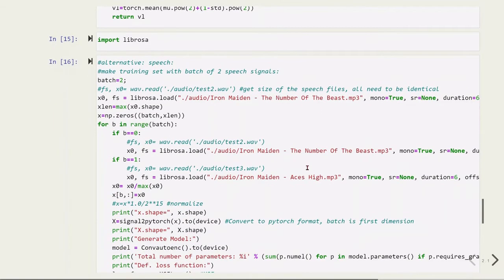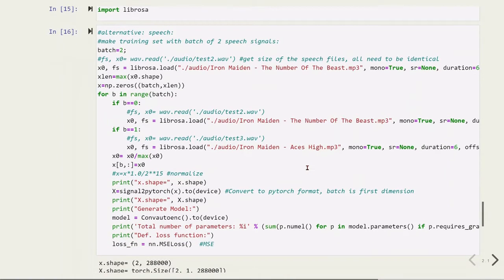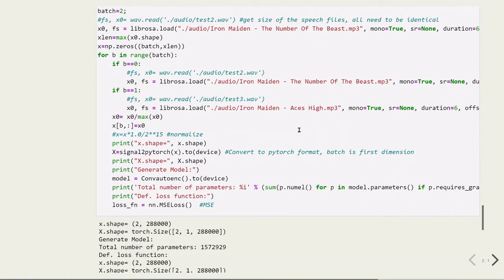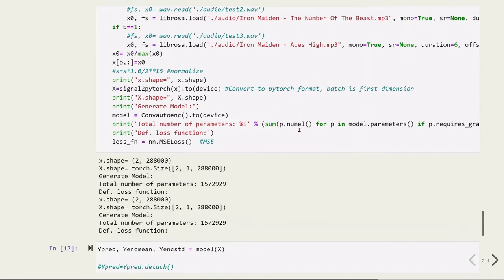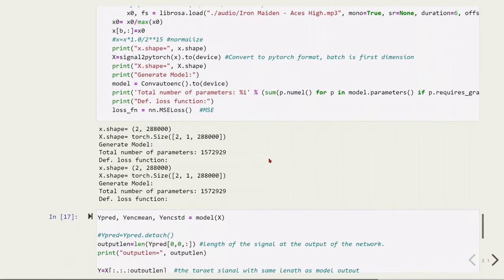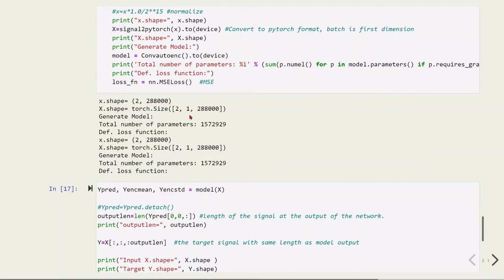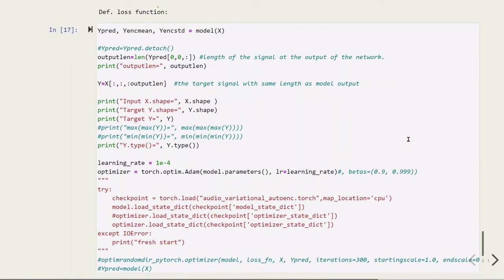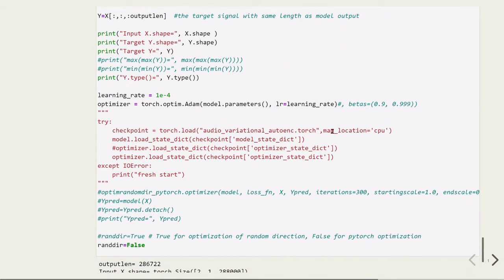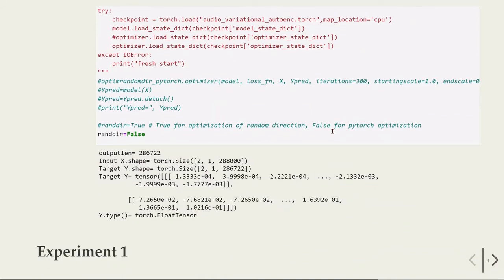Here we are preparing our training set. We are going to use the famous speech from the introduction of Iron Maiden, The Number of the Beast, and also the speech from Iron Maiden, Ace is High. Batch 0 is one file, batch 1 is the other file. We do some normalization, we convert to PyTorch tensors, we generate our model, and we define the loss function, the part that is the mean squared error. Here we are also defining our optimizer, so we are using the Adam optimizer with a learning rate of 1e to the power of minus 4, and then we can start our experiments.